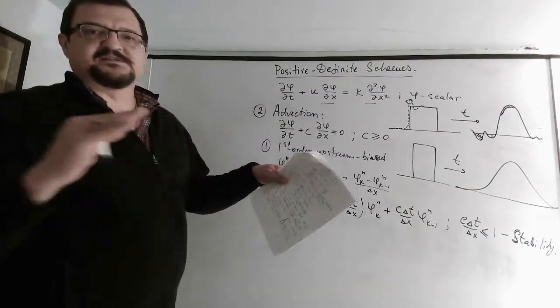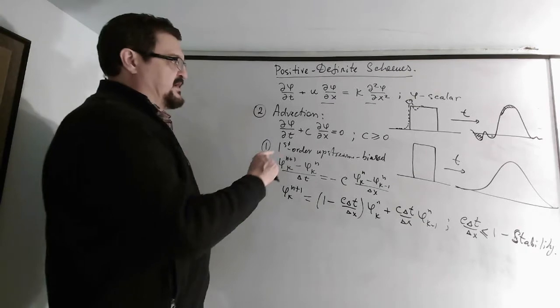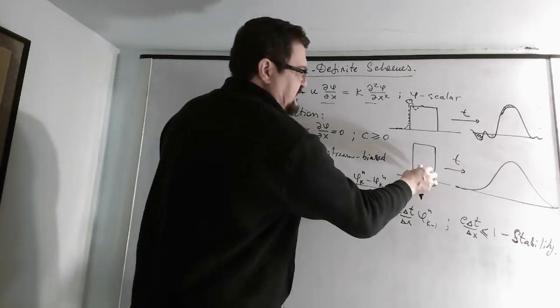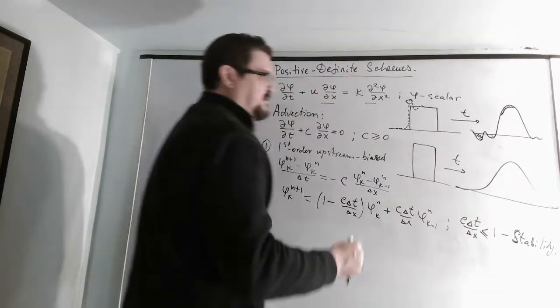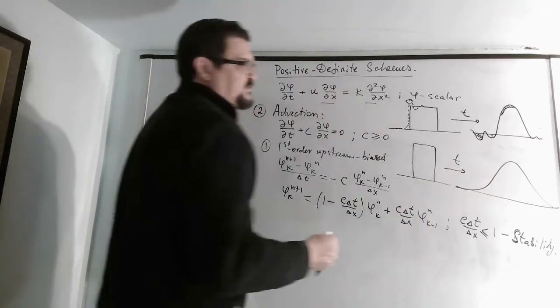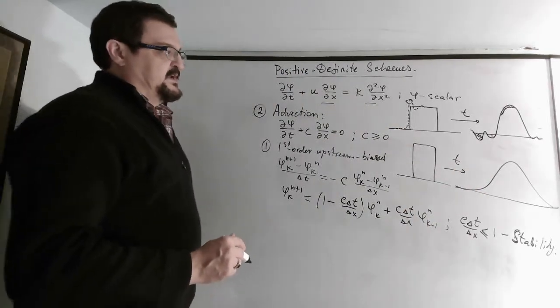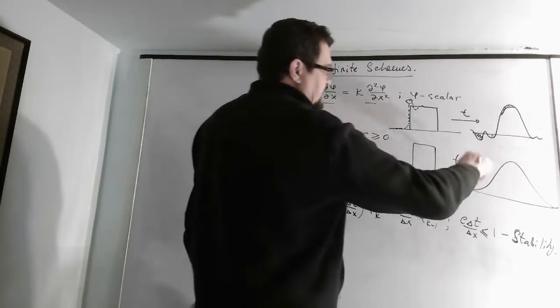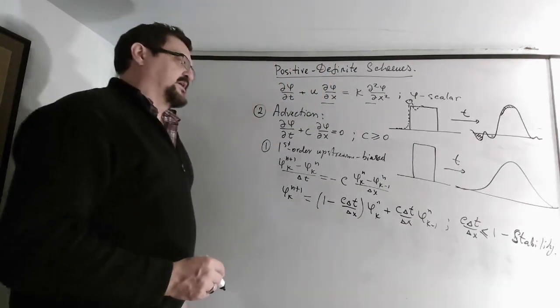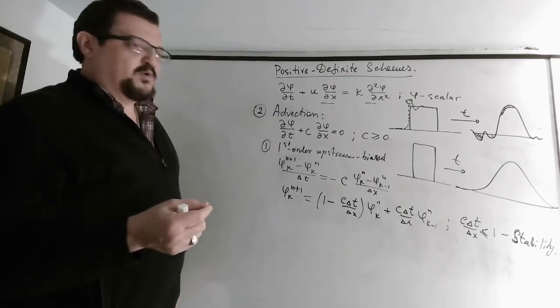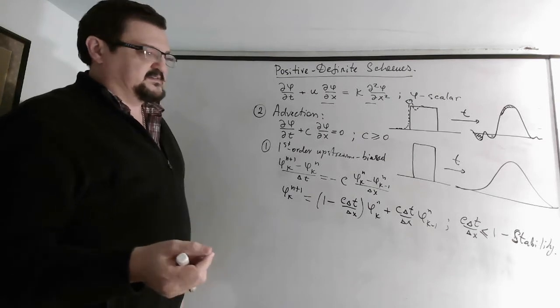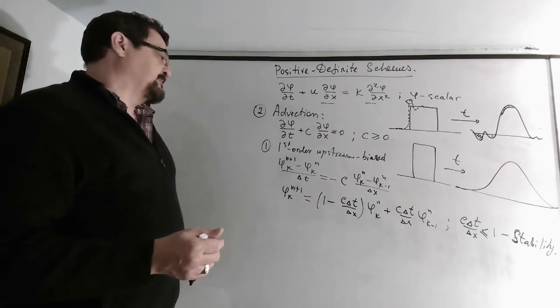So it has a tendency to diffuse too much, even though the equation itself should just transport this signal to the right with no actual distortion. So this scheme distorts the original signal too much. That's why it's seldom actually used.